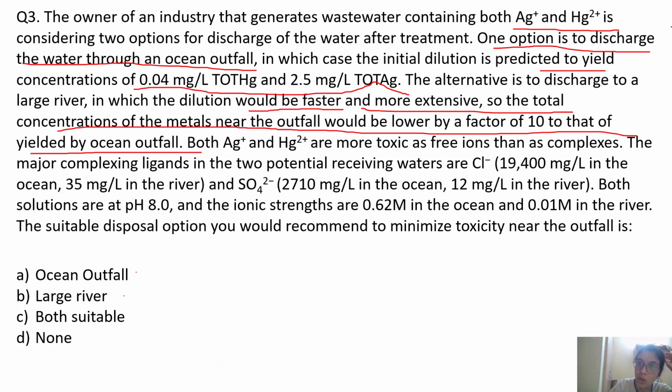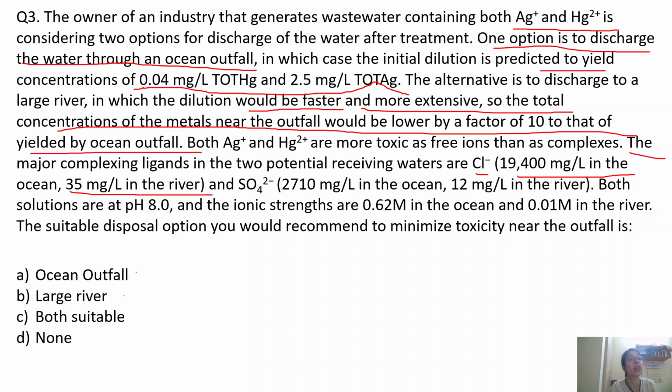The major complexing ligands in the 2 potential receiving waters are chloride and sulfate. And how much chloride is there in ocean? 19,400 milligram per liter, and in river it's 35 milligram per liter. So we have seen that there are chloride as well as sulfate. It is written that 0.04 will be in ocean and in river it will be divided by 10.